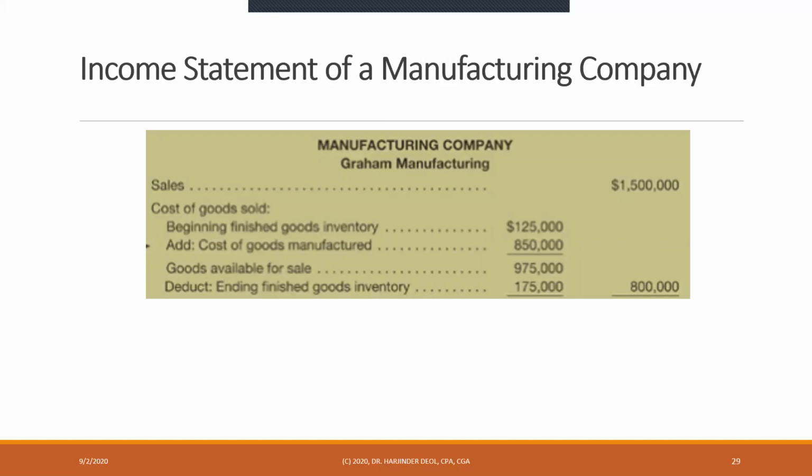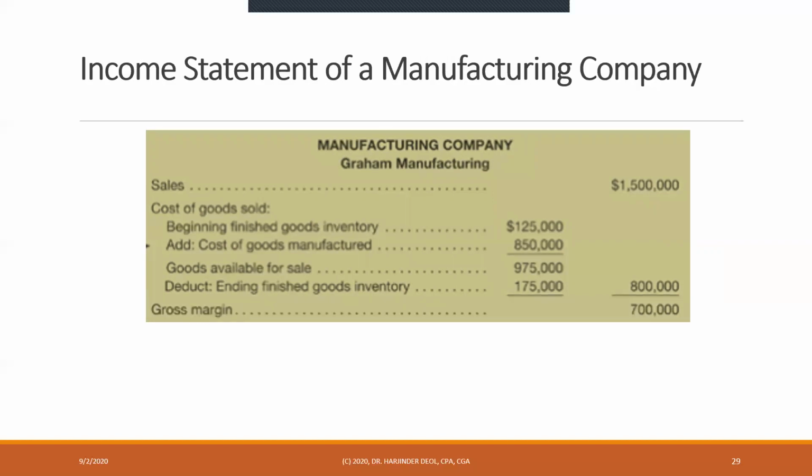Now, cost of goods sold for a manufacturing company, we just learned how to calculate that. It's beginning finished goods inventory, add cost of goods manufactured to get goods available for sale, take away the ending finished goods inventory from the goods available for sale to get cost of goods sold. Now, sales minus cost of goods sold equals gross margin or gross profit, as you learned in your introductory accounting course 2121.